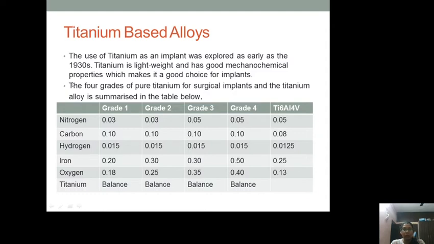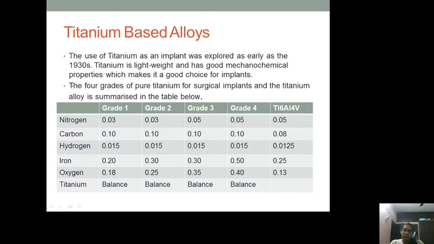The nitrogen varies from 0.03 to 0.05% from grade 1 to grade 4. Carbon remains constant at 0.1. Hydrogen also remains constant at 0.015, and then iron varies from 0.2 to 0.5. Oxygen varies from 0.18 to 0.40. Now this is for grade 1 to grade 4. We can see that the Ti6Al4V alloy has 0.05% nitrogen, 0.08% of carbon, then hydrogen is 0.0125, then you have iron of 0.25, and then oxygen is 0.13%.